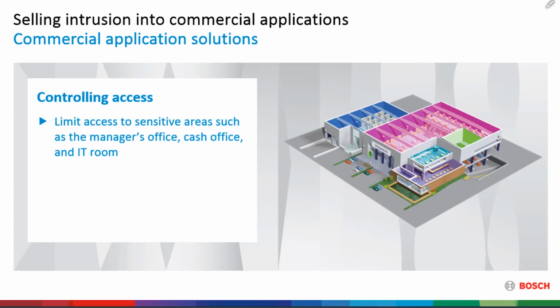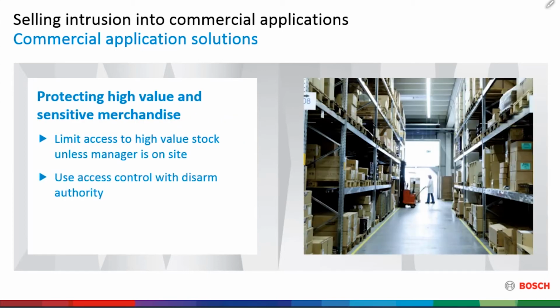Protecting high value and sensitive merchandise. Another way we can control access and provide security is by combining access control with intrusion in the same system. In this case, the example is a cell phone store. In the back of the cell phone store, they have what they call the cage. The cage is where they keep the tablets and the phones and all that kind of stuff. And nobody's supposed to go into the cage unless there's a manager on site.